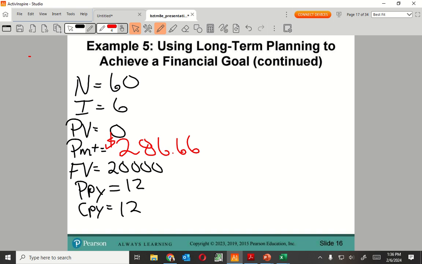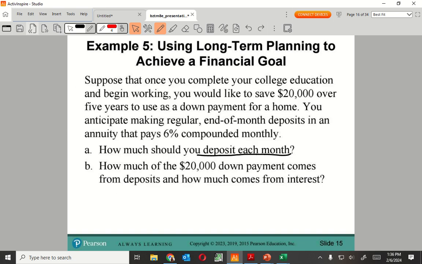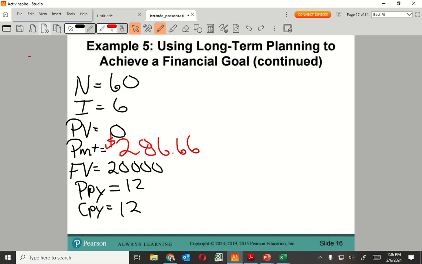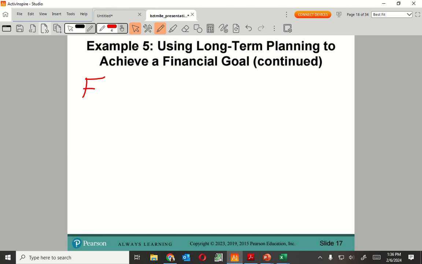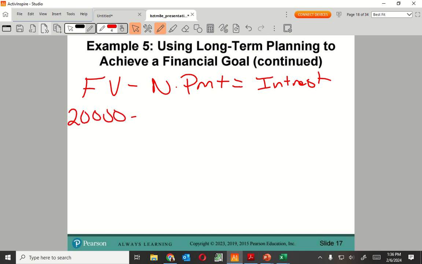Okay, so the next thing that they're asking for is how much of this comes from down payment. So we're going to do that same formula, FV minus N times PMT, and that's going to be the interest that I earn. So I know my future value is 20,000 minus 60 times 286.66.